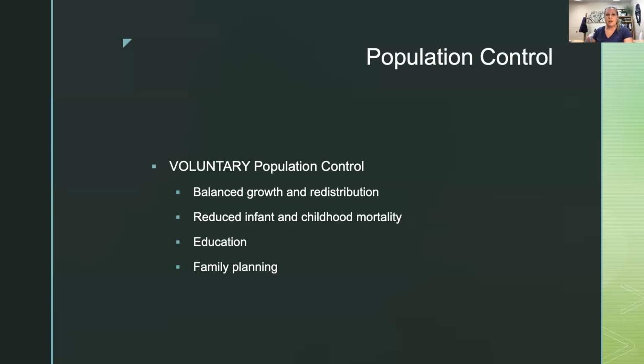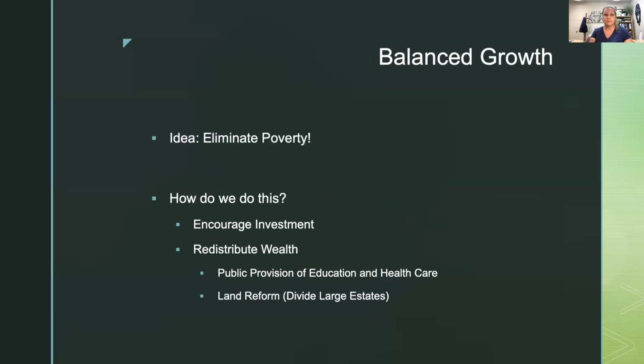And they tend to fall into 4 subcategories here: ensuring balanced growth and redistribution of wealth, reducing infant and childhood mortality, increasing access to education, and increasing access to family planning. And in the next few slides, I'll go into each of these.